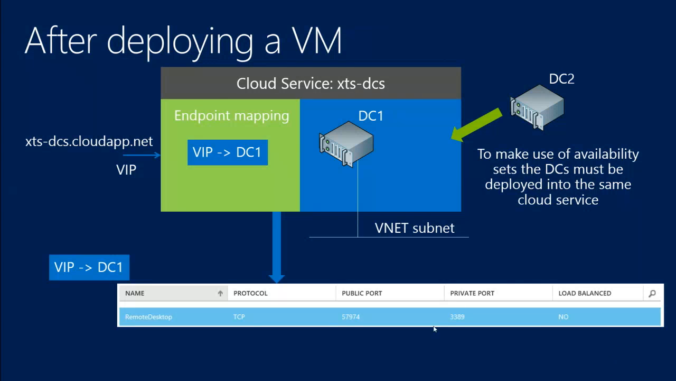So for remote desktop, TCP, 57974 is the public port, which of course goes to 3389, which is our private port. And the idea in a cloud service is that you could deploy web servers into a cloud service, and you could do load balancing as well. So we could load balance port 80, we could load balance 443, etc. But just remember, you need to deploy the DCs into the same cloud service to get the use of the availability set.